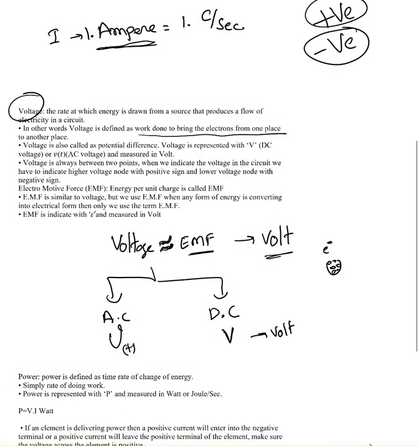Now the third quantity is voltage. Voltage is the work done to move the electrons from one place to another. As I mentioned, current is the controlled motion of electrons, not just moving in one direction, because alternating current keeps changing its direction. So voltage is the work done to move electrons from one place to another place.